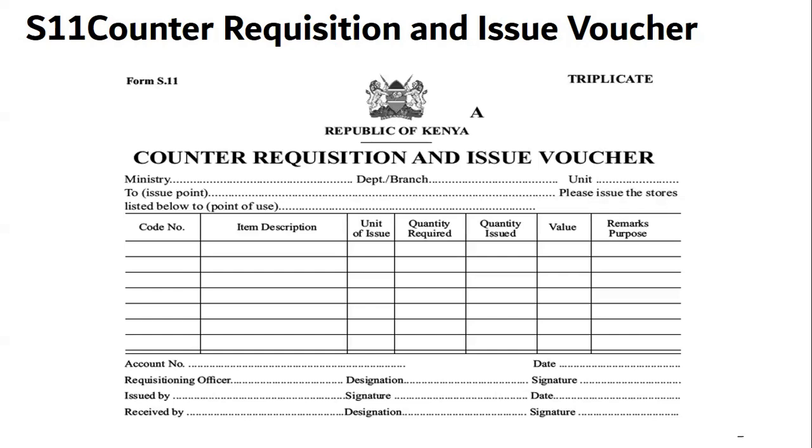At the bottom, there'll be the officer who requisitioned, who will sign with their designation and signature. The officer who is issuing will sign with their name, signature, and the date, followed by the receiving officer. So there are 3 signatories at the bottom of the S11.